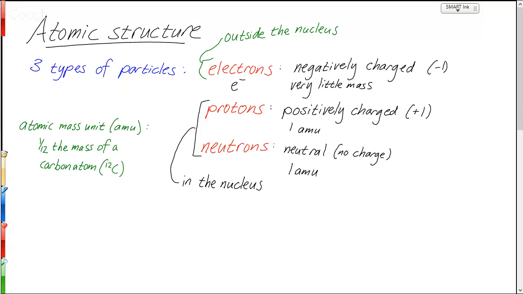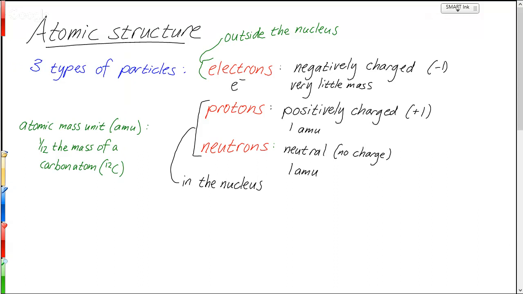They exist in these things called orbitals outside the nucleus, these kind of clouds that they can be in, but they don't go in these nice circular orbits. So we're not going to draw that picture. We don't want to extend that misconception. We're just going to say the protons and the neutrons are concentrated in this nucleus in the center of the atom. The electrons are somewhere around the outside. Okay, so that's our different particles.